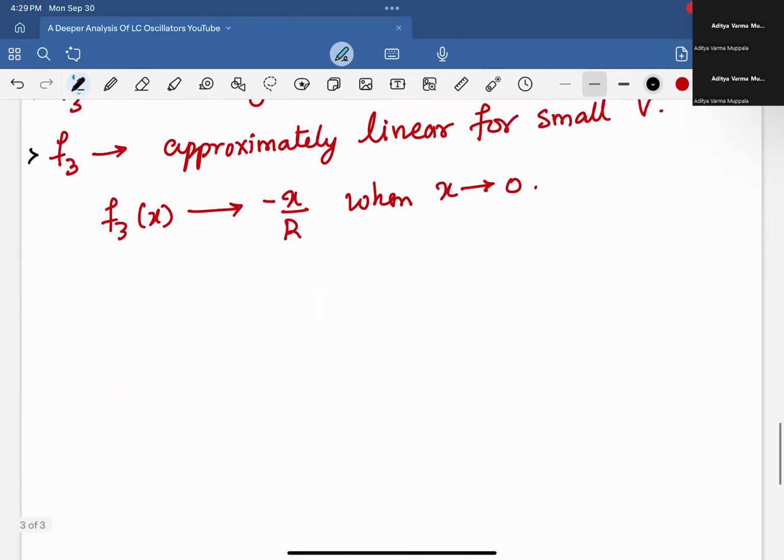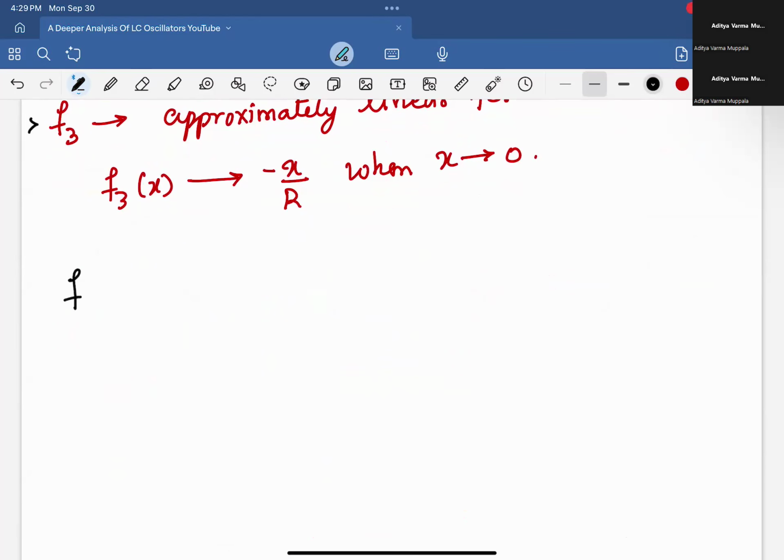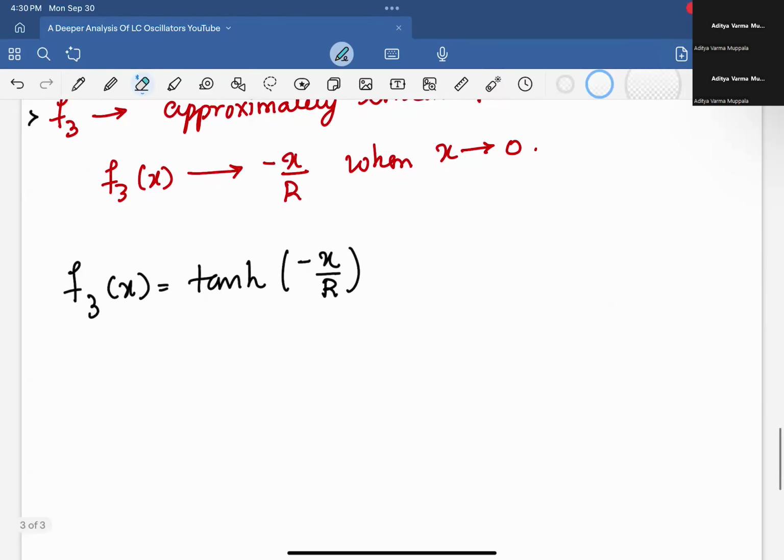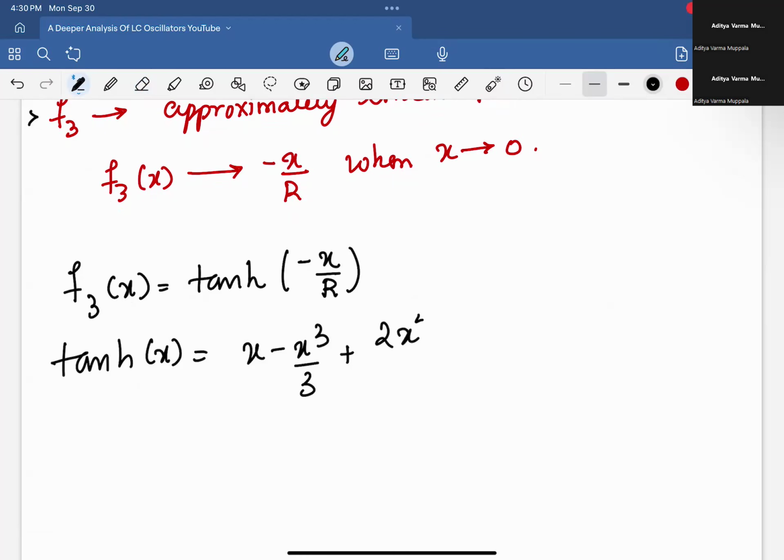Okay, so I'll just take an example of such a function. So F3 of x is equal to the hyperbolic tangent, tanh of minus x over R. If you take the Taylor series expansion of this, what's the Taylor series expansion of tanh? tanh of x is equal to x minus x cubed over 3 plus 2x to the 5 over 15 plus some order of x to the 7. So of course, this satisfies all three conditions.